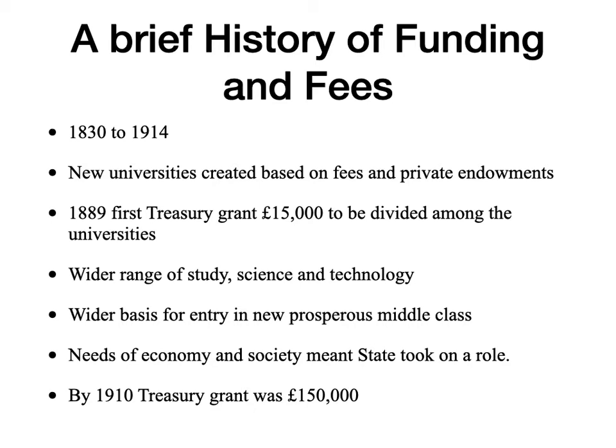So, between 1830 and up to the First World War in 1914, as we talked about, there was a small increase in the number of universities created based on fees and private endowments, often from philanthropists, some of whom had made their money in the Industrial Revolution. The first Treasury grant was actually in 1889, £15,000 to be divided among all the universities of the day.